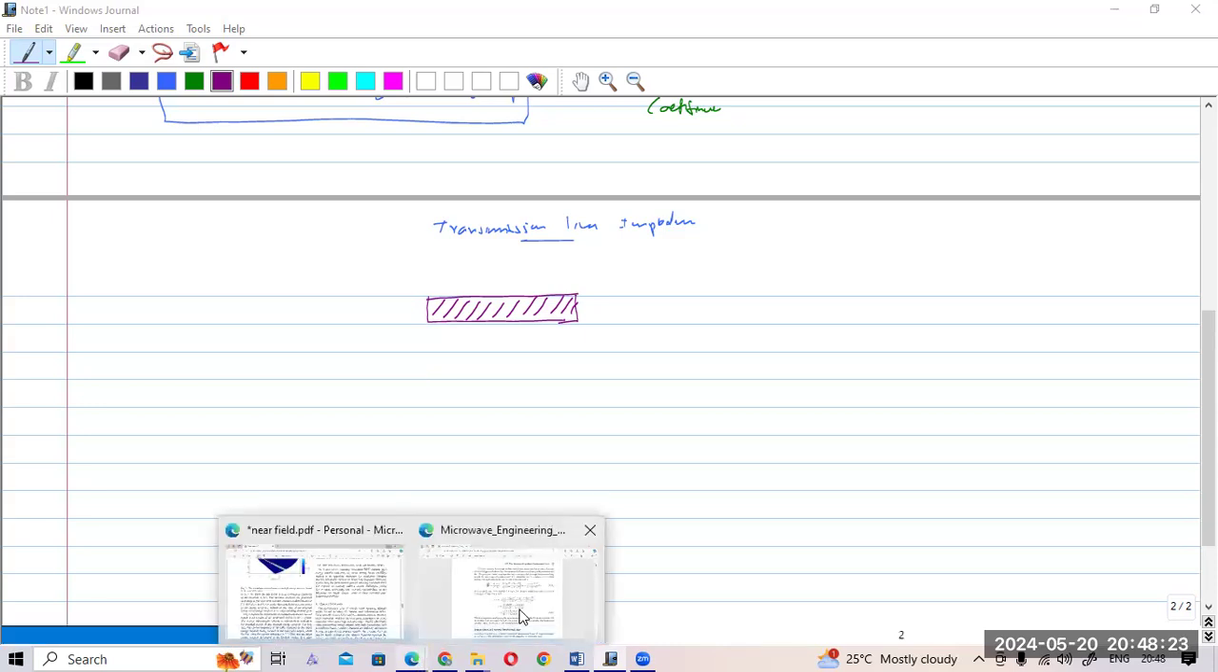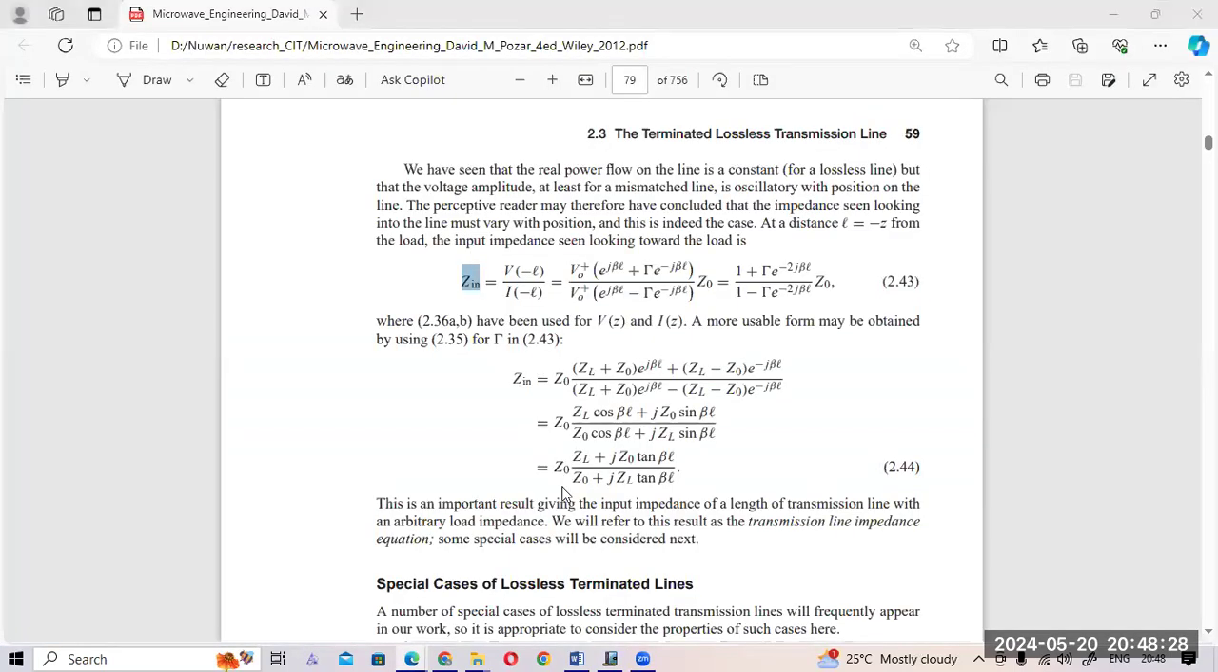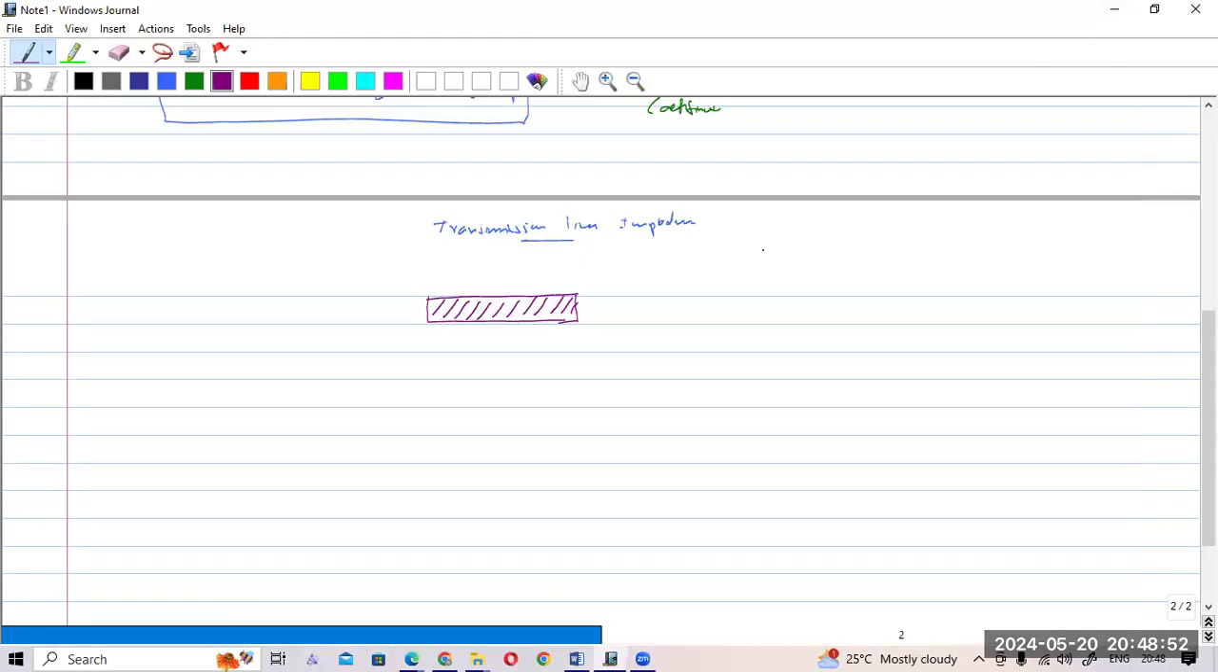You can see that it is not a linear one. Z in has a relationship with L. Z in is a function of L, the length. So we can plot the curve, but there is no standard curve.